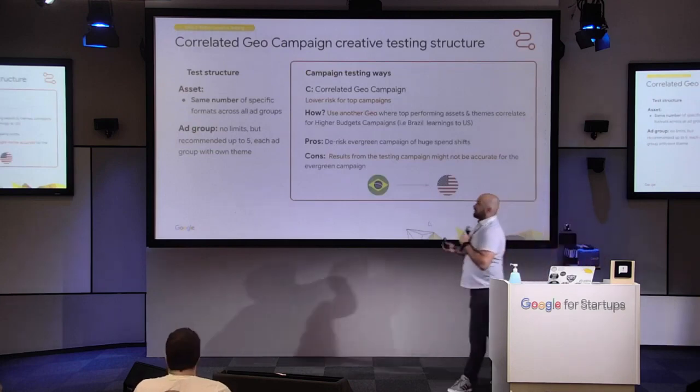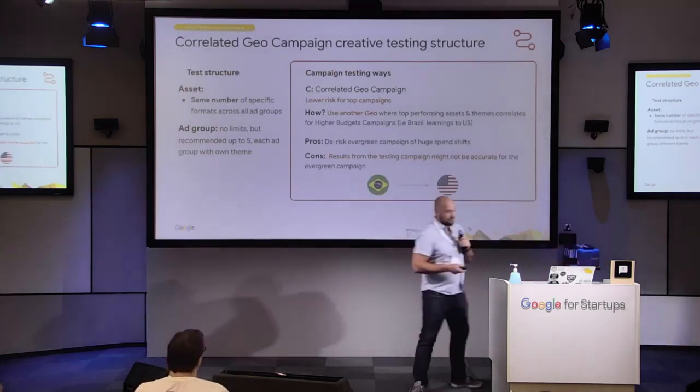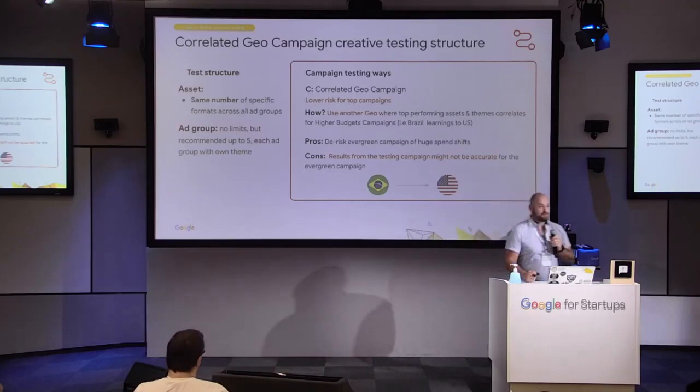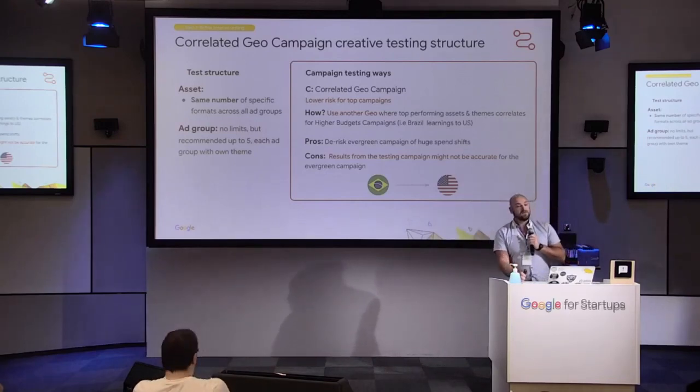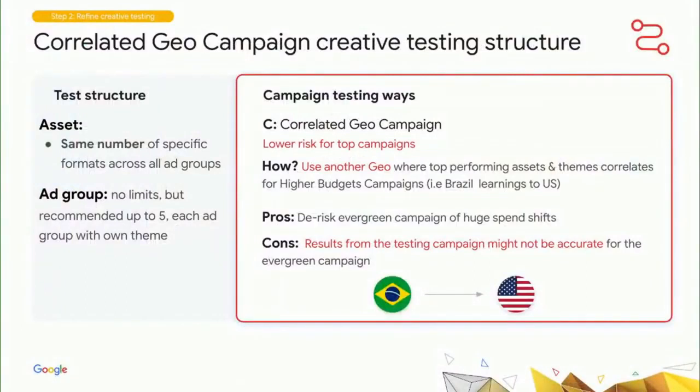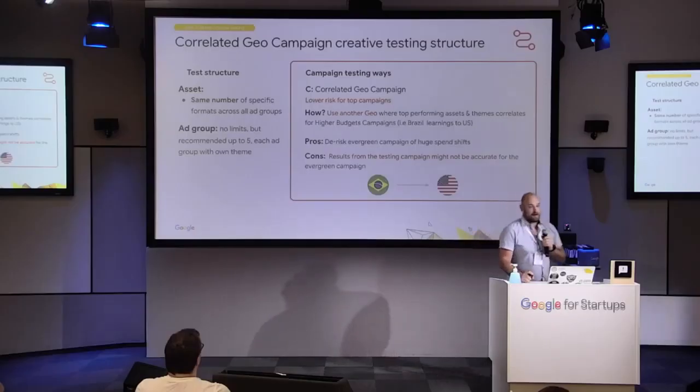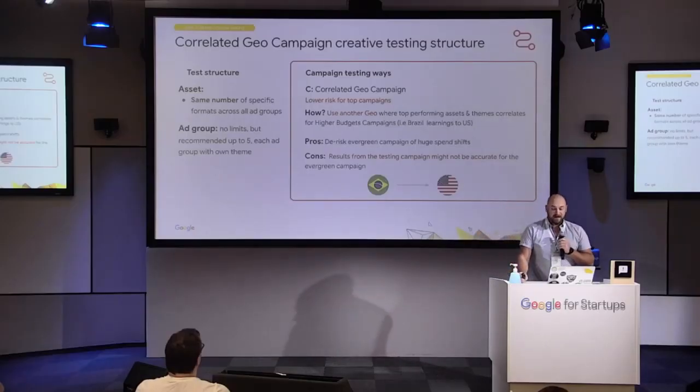Then the third one is the correlated geo campaign testing structure. I'm starting to see these a little bit more, but this is highly client specific. Essentially, you're using another geo where top performing assets and themes correlate for higher budget campaigns, i.e. Brazil learnings to US. So essentially you're de-risking the campaign in a totally different market.